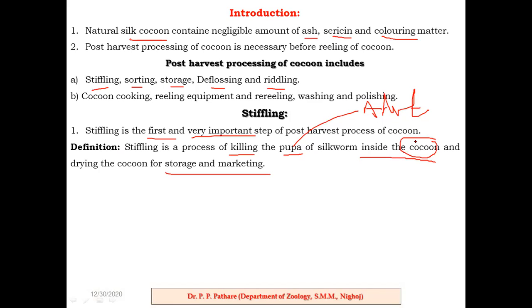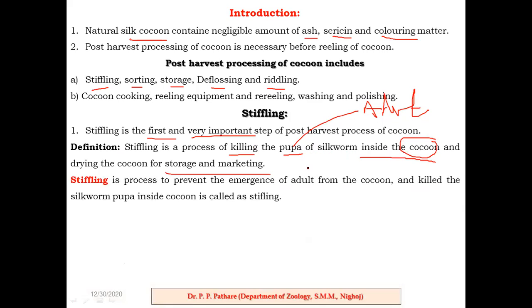Do you understand? Stifling is a process of killing the pupa of the silkworm inside the cocoon and drying the cocoon for storage and marketing. This is a very simple definition of stifling. Another definition: stifling is a process to prevent, that is stop, the emergence of the adult from the cocoon and kill the silkworm pupa inside the cocoon. Do you understand? This is another simple definition of stifling. Okay?